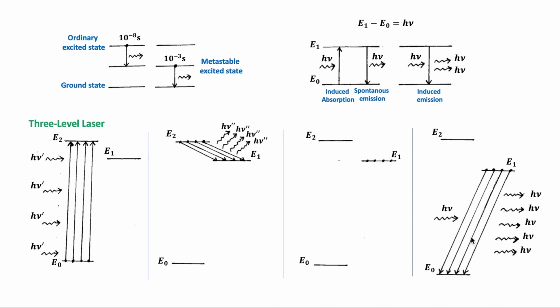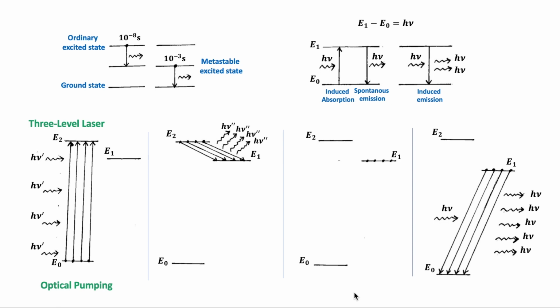So normally for an assembly of atoms, most atoms are in the ground state, but if the assembly has the majority of atoms in a state above the ground state, then the assembly is known to exhibit population inversion. So the term population inversion is used to describe this situation where the majority of atoms in the assembly are in the metastable state, okay?